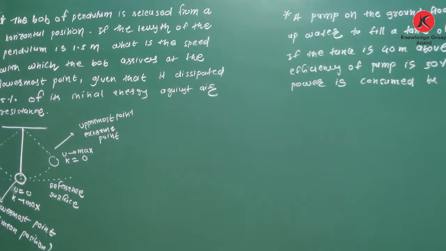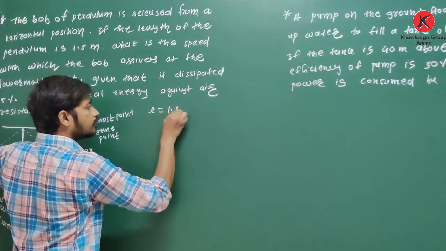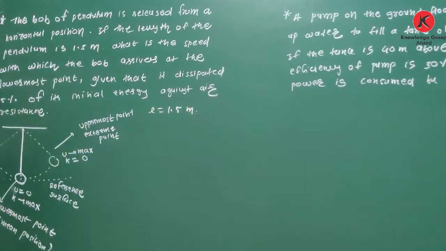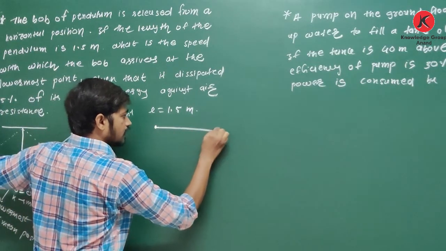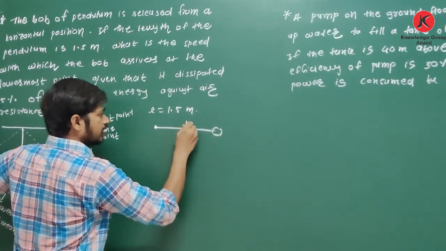Now what is given? The bob of a pendulum is released from the horizontal position. If the length of the pendulum is 1.5 meter, what is the speed with which the bob arrives at the lowermost position? See, like this, this is the bob, and this is the length.